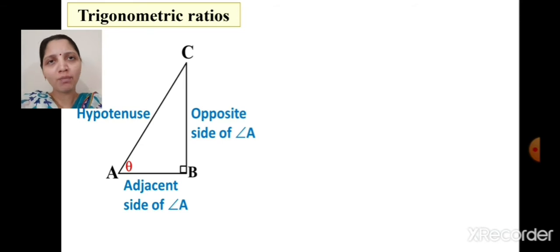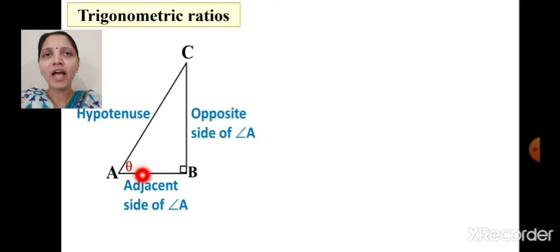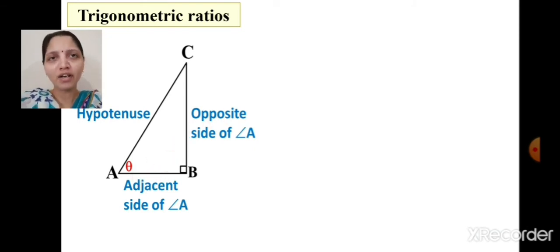I told you trigonometry is based on right angle triangles. Only we are going to consider right angle triangles. Yes, in that one angle will be of 90 degrees and the other two are acute angles. So any of the acute angles you can consider, and the corresponding opposite side and adjacent side you have to consider to find the trigonometric ratios. Okay, so here I have considered this angle A as theta. So depending on that you have to write the trigonometric ratios.